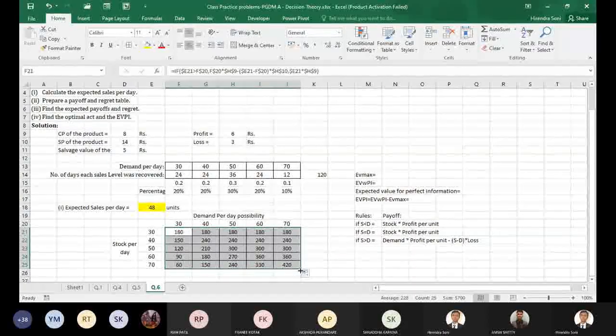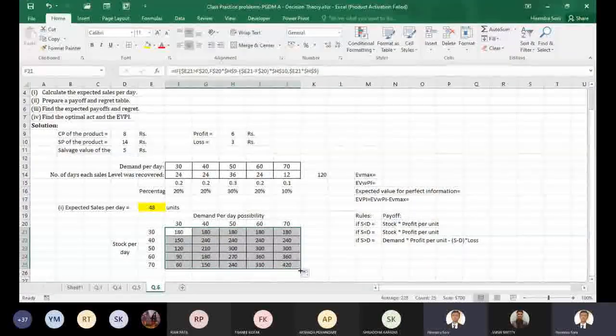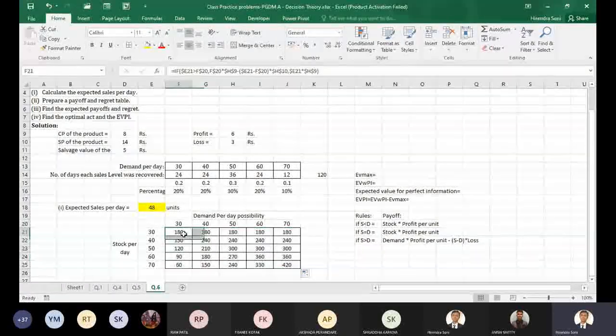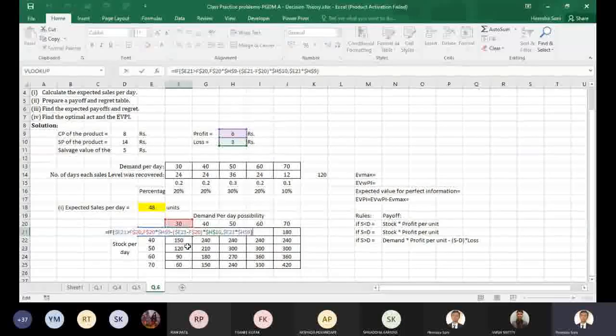Is this what everybody is getting it? Yes, sir. I have done it using the formula. So if anybody wishes to, they can take a screenshot.